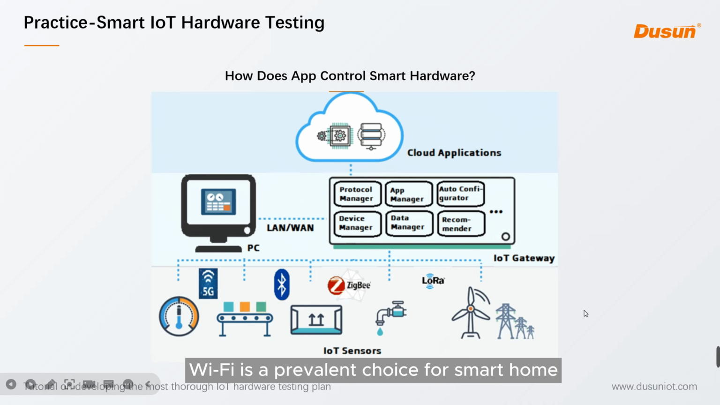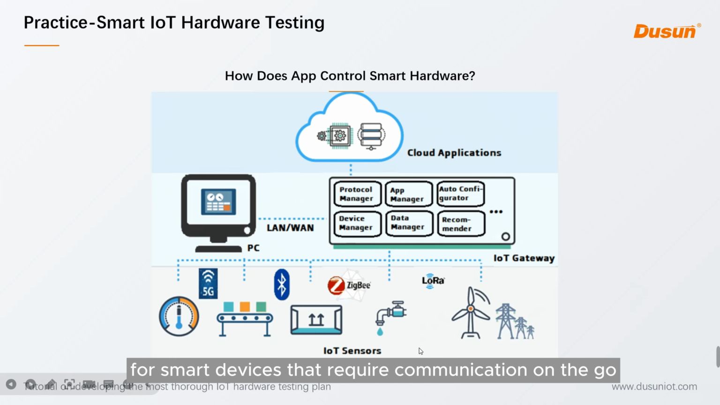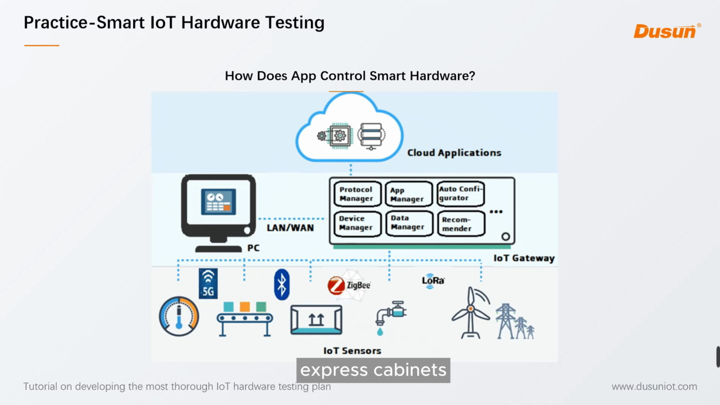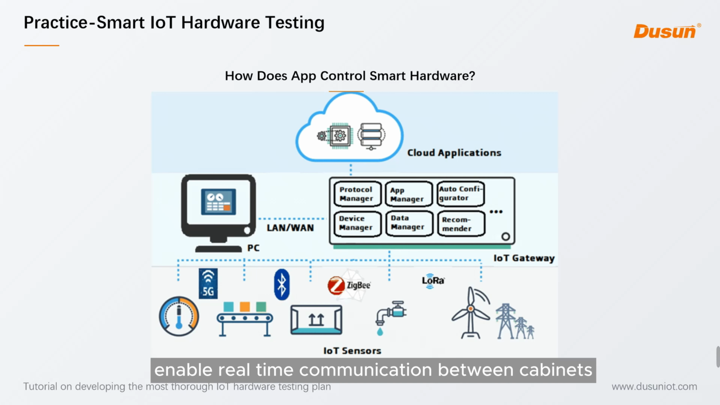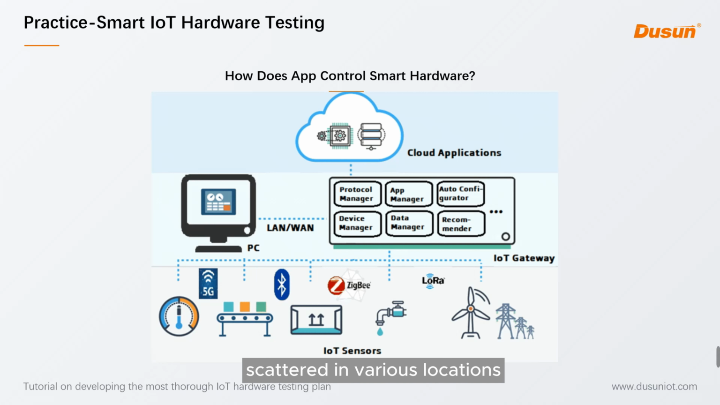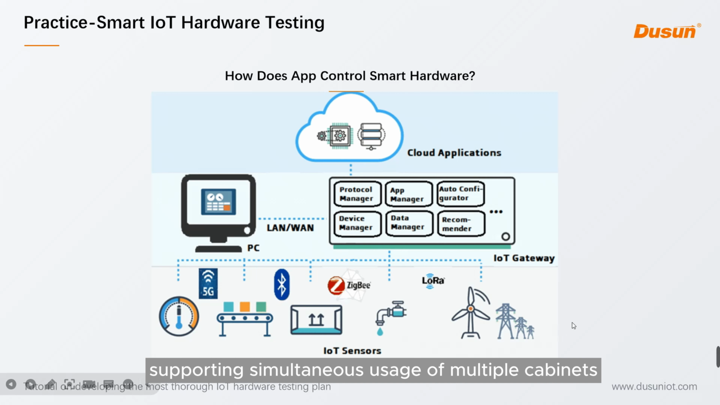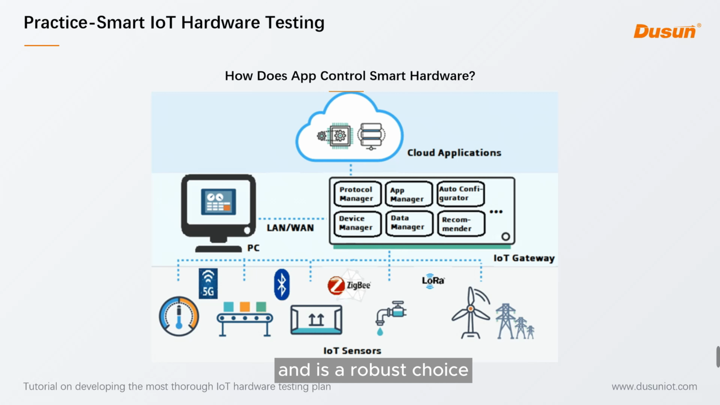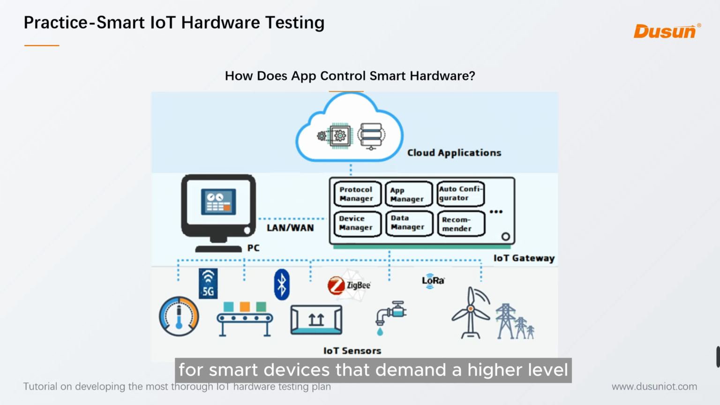Wi-Fi is a prevalent choice for smart home and office environments, while 4G is ideal for mobile environments, well suited for smart devices that require communication on the go with a built-in module. These devices can function across different locations. For instance, express cabinets utilizing 4G connections enable real-time communication between cabinets scattered in various locations, supporting simultaneous usage of multiple cabinets. Ethernet offers reliability and stability, and is a robust choice for smart devices that demand a higher level of network stability.